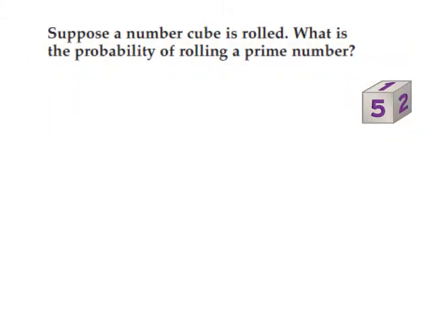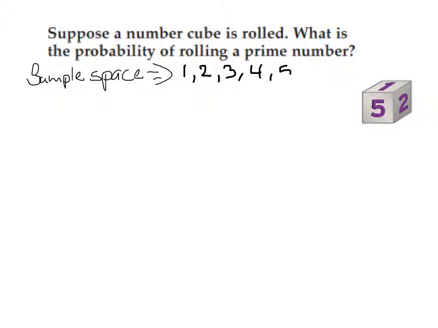Suppose a number cube is rolled. What is the probability of rolling a prime number? First off, let's talk about our sample space. Our sample space is what numbers are found on the cube. On a cube, our numbers are 1, 2, 3, 4, 5, and 6. That gives us a total of 6. So that is our sample space.